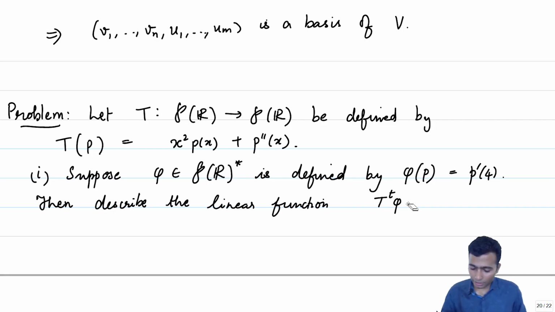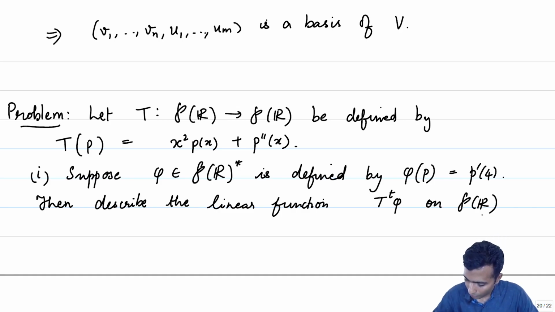So where is T from? T is from P of R into P of R. T transpose will be from P of R star into P of R star. So phi is an element in P of R star, and T transpose of phi will also be an element in P of R star. So that is the first problem. This is a linear functional in particular on P of R, so I could have written a functional here, no problem.